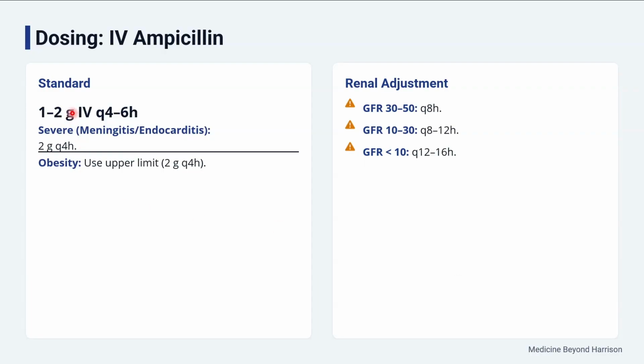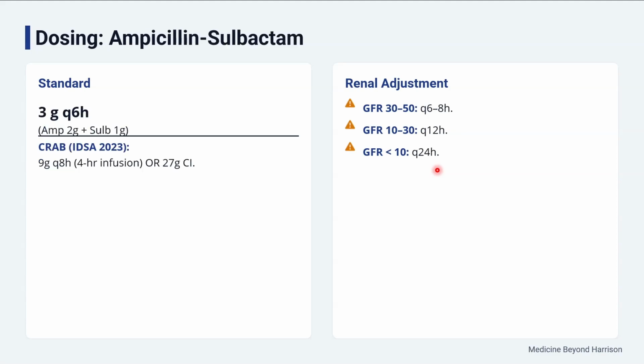Ampicillin, we all know, is a 2 gram dosage. 2 gram IV Q4 hourly is the commonly used dosage for meningitis, endocarditis, and enterococcal UTI. All these use the upper limit of 2 gram Q4 hourly. For renal adjustment, GFR less than 50 you can go for Q8 hourly, less than 30 Q12 hourly, and less than 10 Q12 or Q16 hourly. However, it is based on the GFR, so you have to titrate the dose of ampicillin.